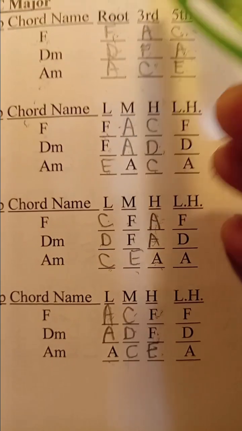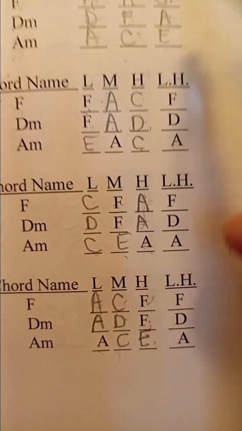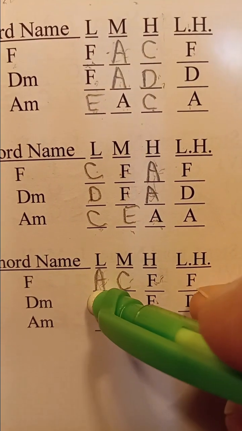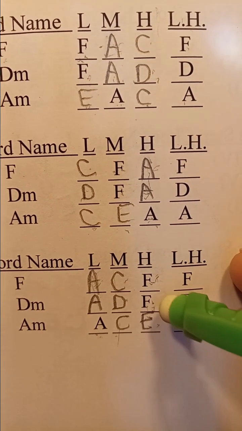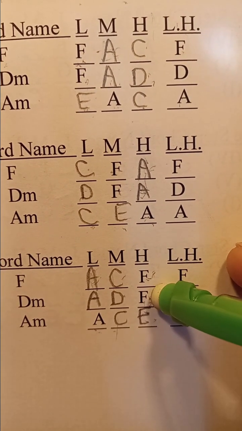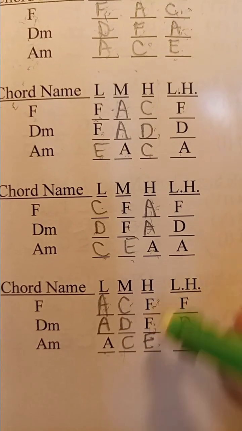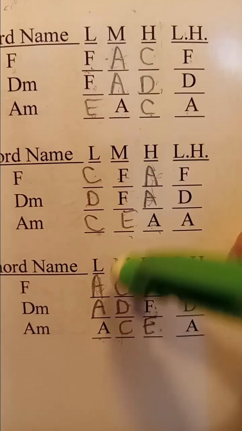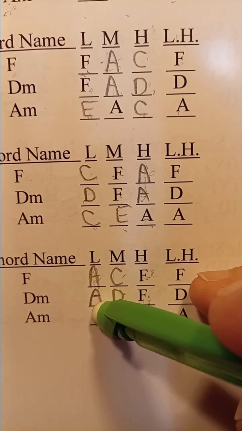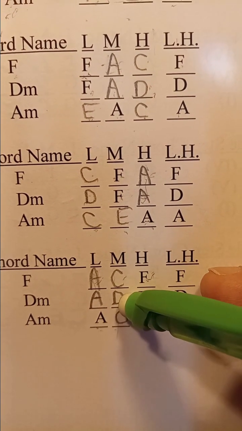In F, the remaining tones A and C will be below, and we'll place A as the low note and C as the middle note. With the D minor chord, once again with F as the high note, the remaining letters would be D and A. We'll have the A's line up as the low note, and we'll place D in the middle.